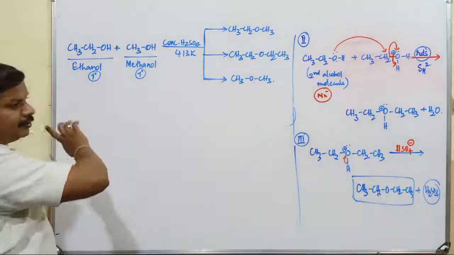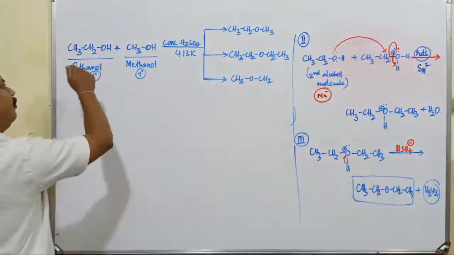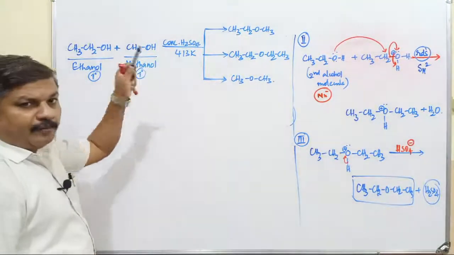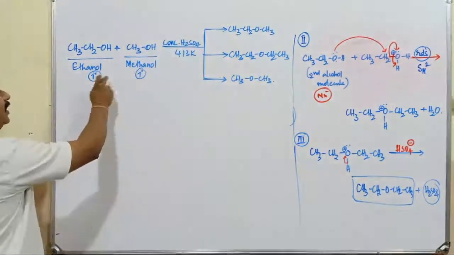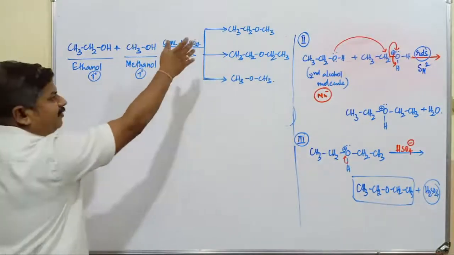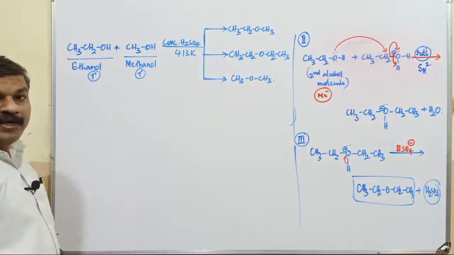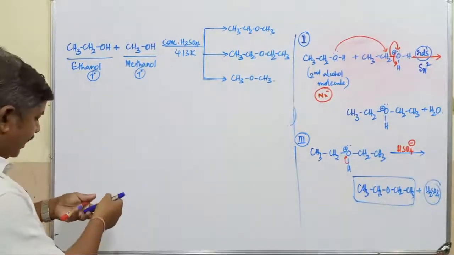The same type of alcohol should be used, either only methanol or only ethanol, to get only one ether. But if you are using two different types of alcohols, then what is formed? A mixture of ethers is produced in this reaction.